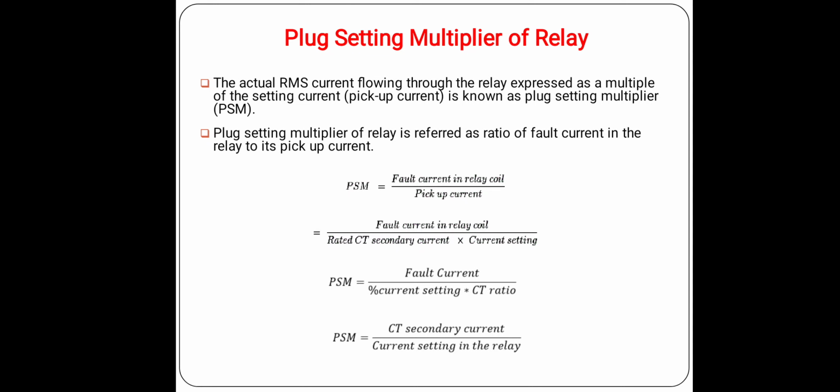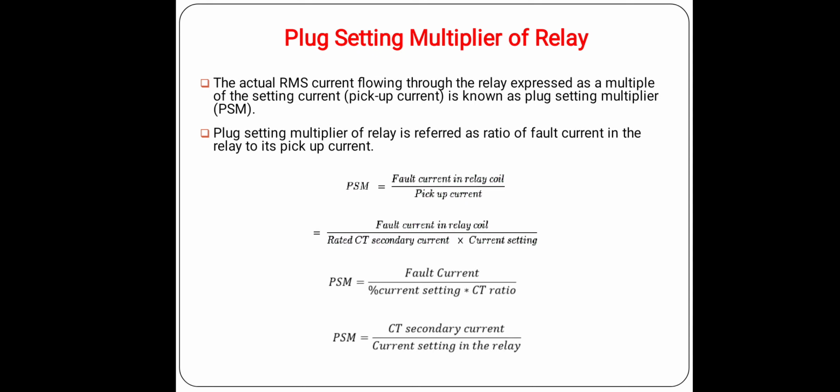Then if the relay is set at 50%, the current will be 2.5 ampere. Where the fault current increases by 2.5 ampere, then the relay will be operated. So if the PSM equals 4, that means 2.5 into 4, that is 10 ampere. If PSM is 6, that means 2.5 into 6, that is 15 ampere.